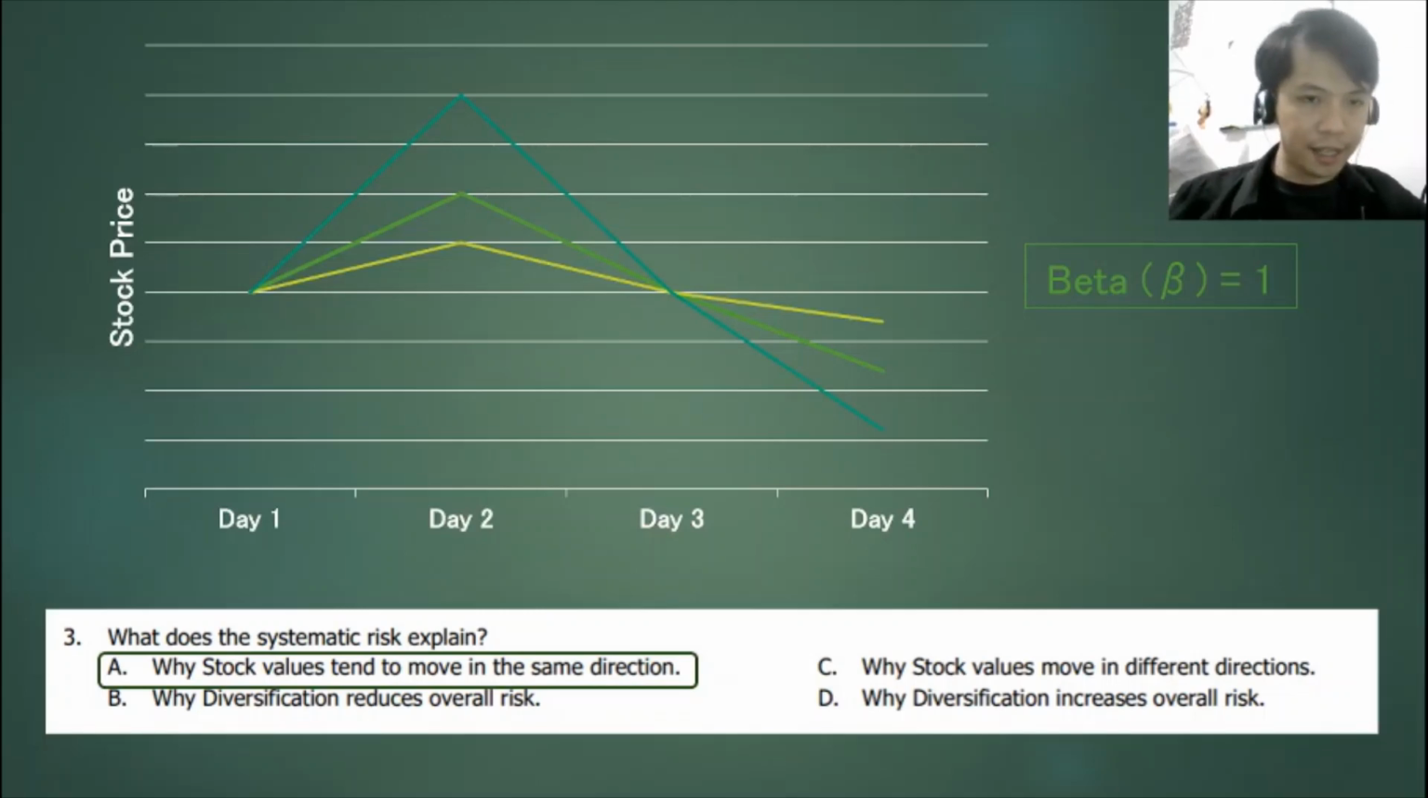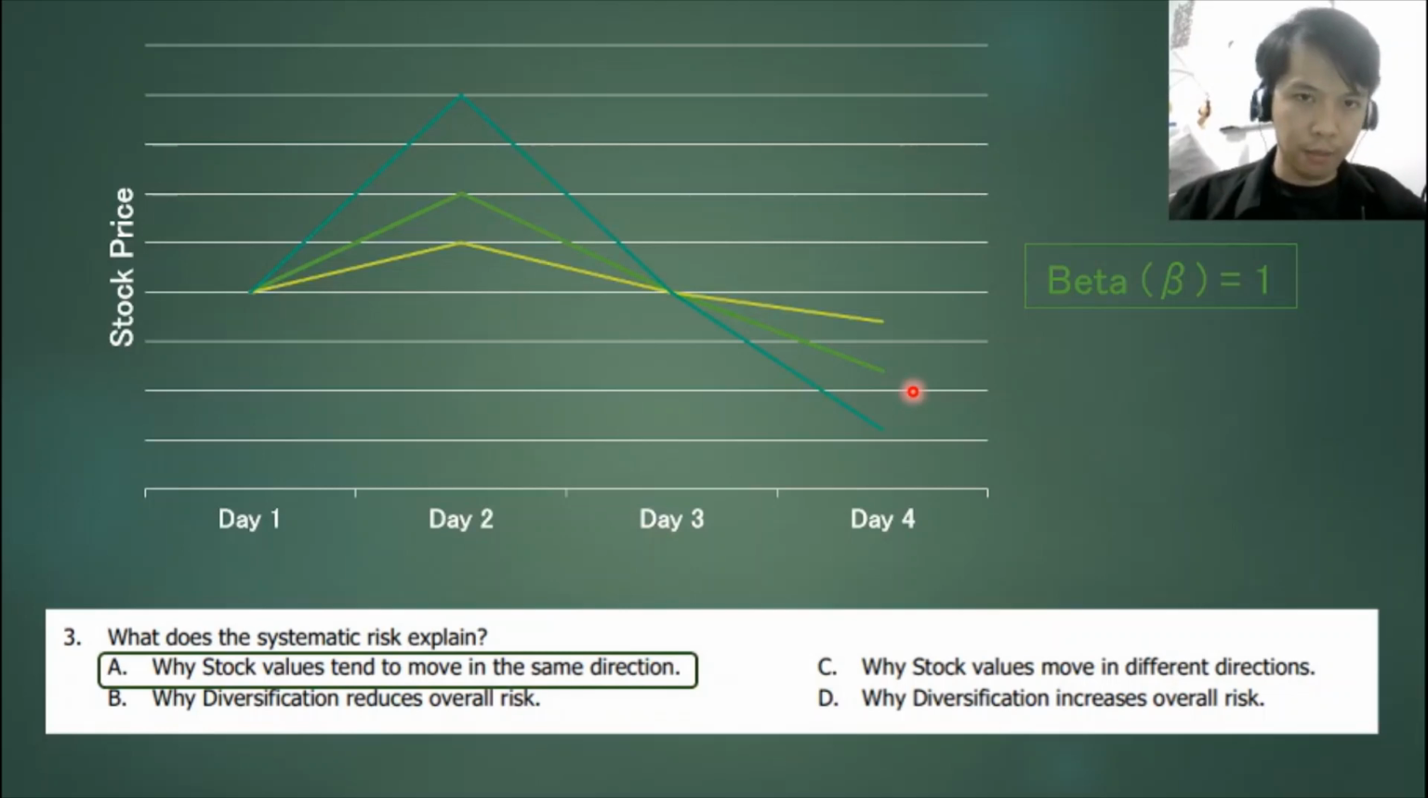So let the green line be the movement of the overall stock index. As you can see here, it is volatile. Day 1 to day 2, it went higher. Day 2 to day 3, it went lower. And day 3 to day 4, it went lower again. Now, by definition, the stock index, which is the green line in this case, will always have a beta equal to 1. The overall market, by definition, should have a beta equal to 1.